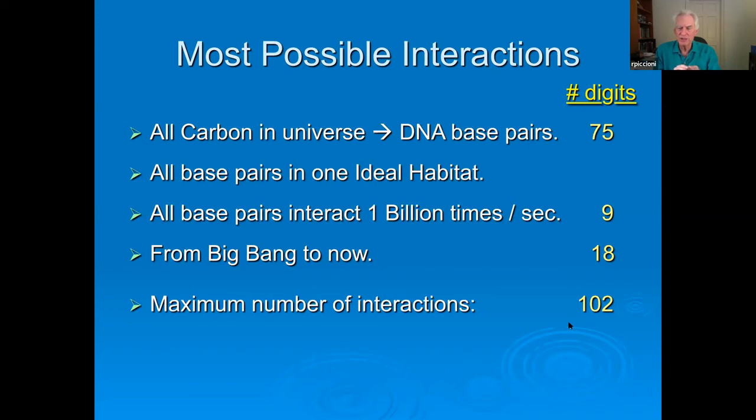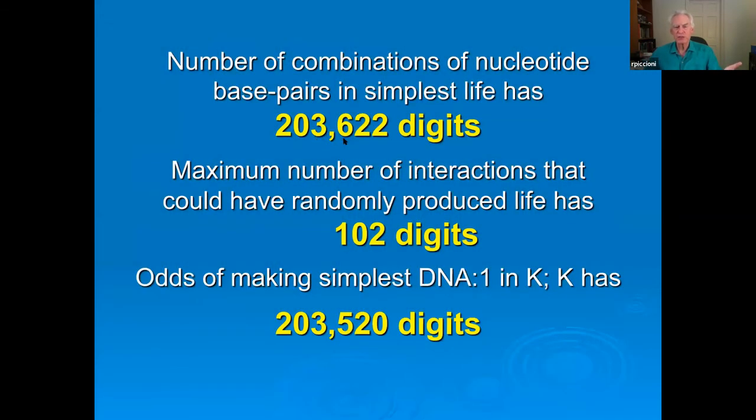102. That's the number of possibilities that could have been explored by random chemistry and physics throughout the entire age and expanse of the entire observable universe. So this is the number that you would have to explore in order to find the recipe of the simplest life, a number that has 203,000 digits. This is the number of interactions that could have occurred to produce that recipe of the simplest life. And so you divide the number of the search volume by the number of interactions. When you divide, you just subtract the exponents.